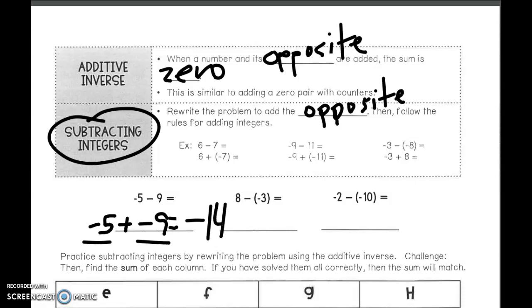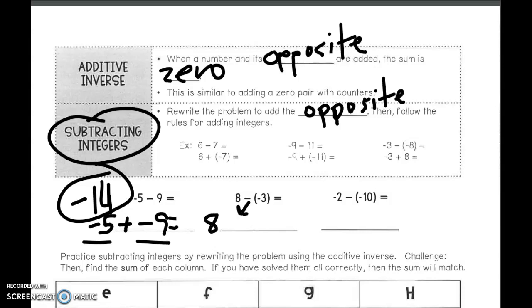Pretty simple, right? Now, let's try it again with this next problem. Let me move my 14 out of the way. I'll just write that over here. Negative 14 for this one. So like this one, we're going to keep the 8 the same. We're going to change that minus sign to an addition sign, and then we're going to change that negative 3 to a positive 3. So 8 minus negative 3 now just becomes 8 plus 3. That's easy. Both terms are positive, so this is going to remain positive, and then we do 8 plus 3, and we get 11.